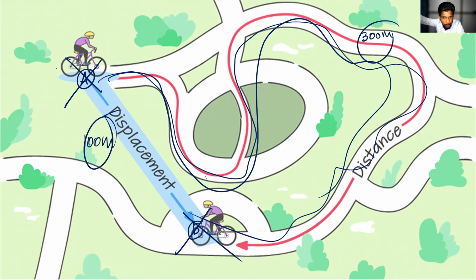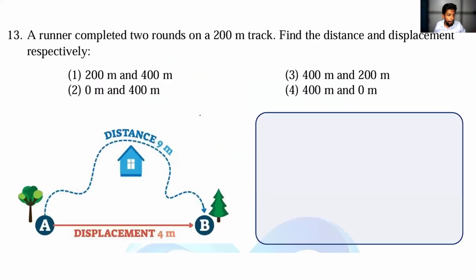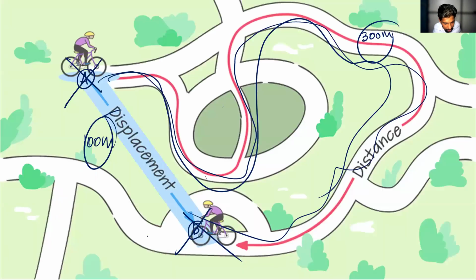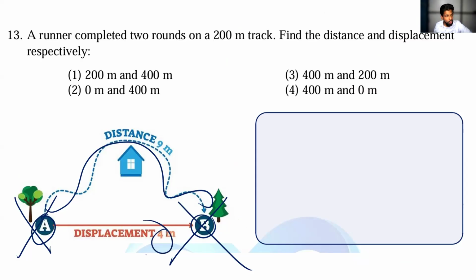That's all. Okay, now come to the question. Here you can see another example. Here A and B. So this will be the distance, the total length he traveled. Displacement means the length between the starting point and the ending point. That is called displacement. That is 4 meters. Along with this idea, can you answer question number 13?